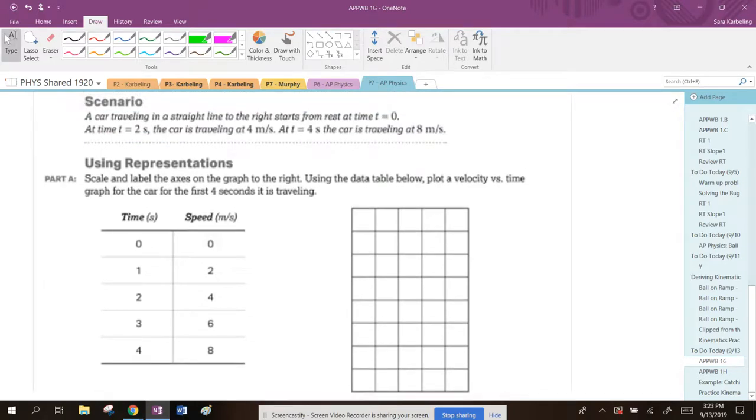So the situation was a car traveling in a straight line to the right, starts from rest at time equals 0. At time 2, the car is traveling at 4 meters per second. And at 4 seconds, the car is traveling at 8 meters per second. My first question for you is, are we talking about the cars that I have in the back, the little buggies? Can I use one of those for this lab or no?